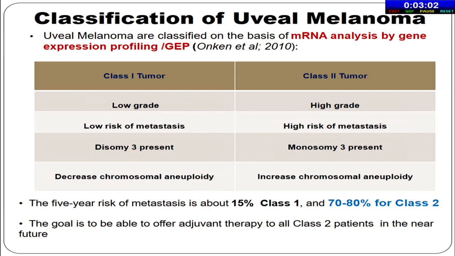So based on the gene expression profiling, this is transcriptomic analysis. Gene expression profiling has graded tumors into class 1 and class 2 tumors. Class 2 tumors are the ones which are high grade, epithelioid cell type. They have a high risk of metastasis. Monosomy 3 is present in these class 2 tumors. So there's a need to recognize these patients and keep them on regular follow-up, since the 5-year risk of metastasis in these cases is about 70 to 80%, and adjuvant therapy may be offered to these patients in order to reduce the risk of metastasis, which is almost always fatal.